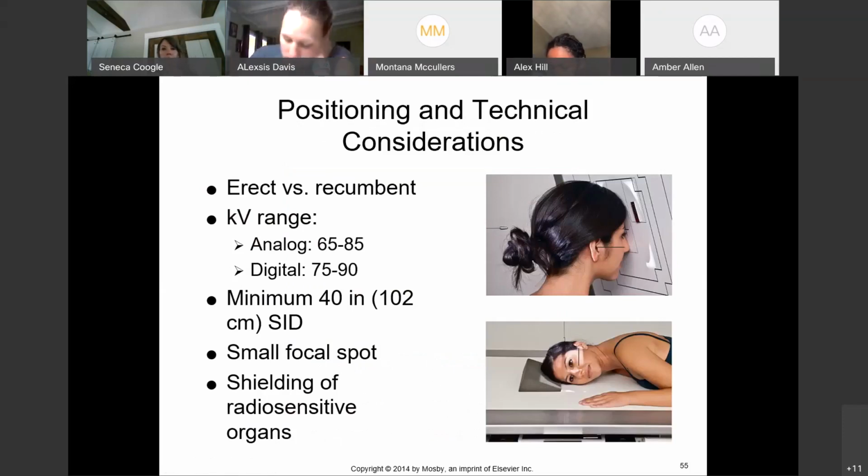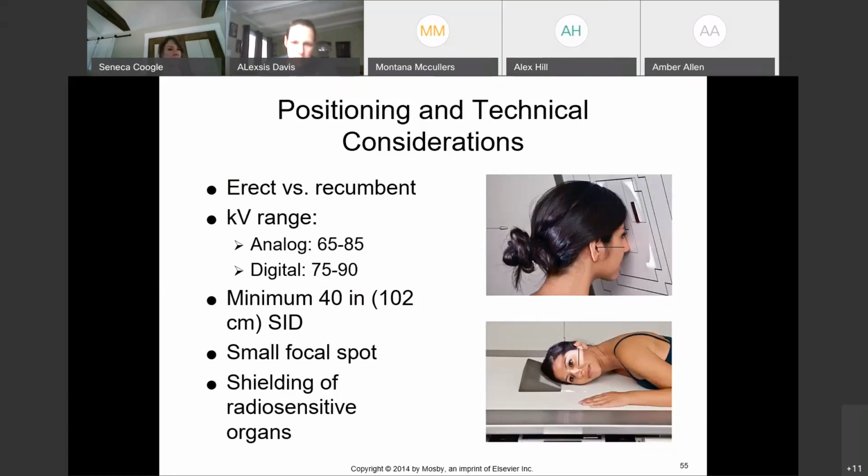All right, positioning and technical considerations for your sinuses and facial bones. So we'll talk about erect versus recumbent, because we all know that the sinuses have to be done erect. Please say this to yourself all the time. Last year, I had some lab evals with some students from Warner Robins that did their sinuses on the table and failed. You can't do those on the table. Those have to be done erect, even for lab eval.